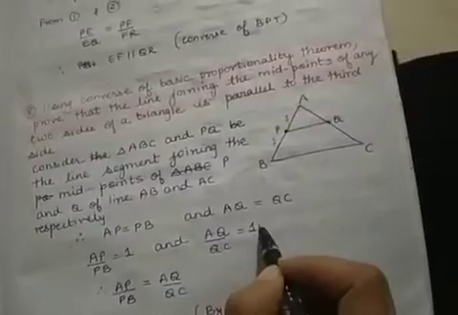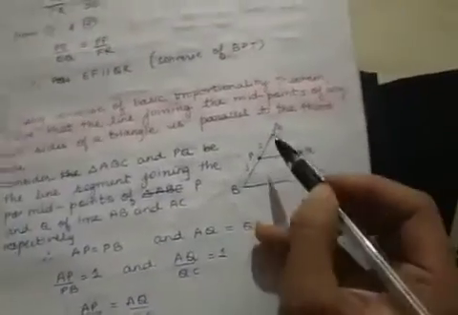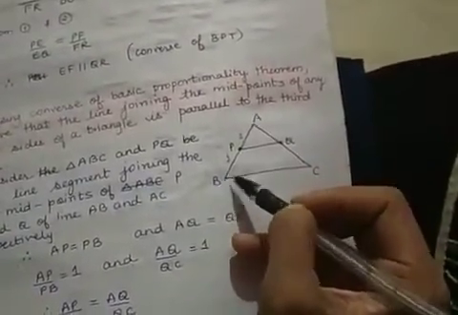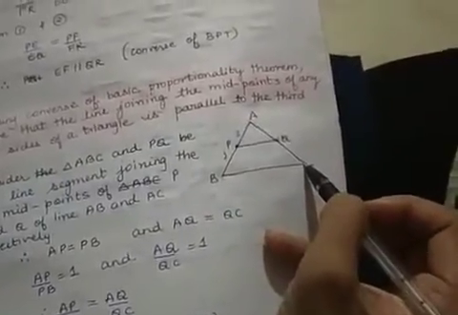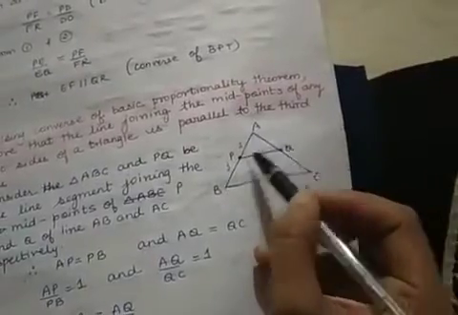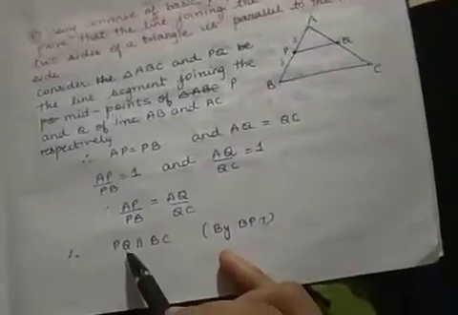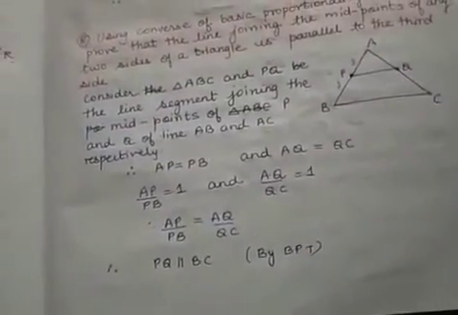Since both are equal to 1, AP upon BP should be equal to AQ upon QC, right? So means what? AP upon BP is equal to AQ upon QC. Means these two are in the same ratio. So by basic proportionality theorem, PQ should be parallel to BC. So by basic proportionality theorem, PQ is parallel to BC.